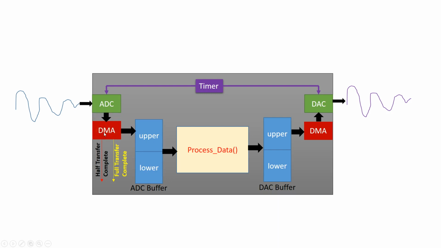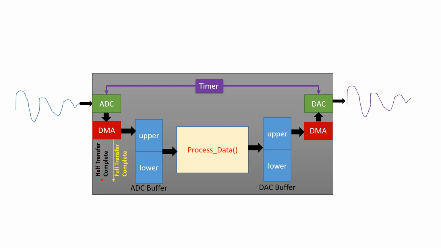When the DMA does the transfer, it generates two interrupts. One when half of the buffer is full, and one when the full buffer is full. So let's say we decide that the buffer is 100 spaces. After 50 spaces have been filled, the half transfer complete flag goes high, and it can generate an interrupt. After the full buffer has been filled, all 100 entries, the full transfer complete flag will be raised.